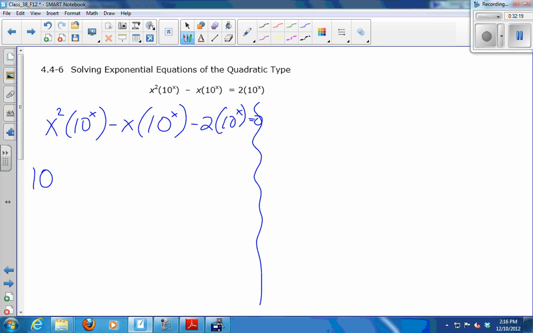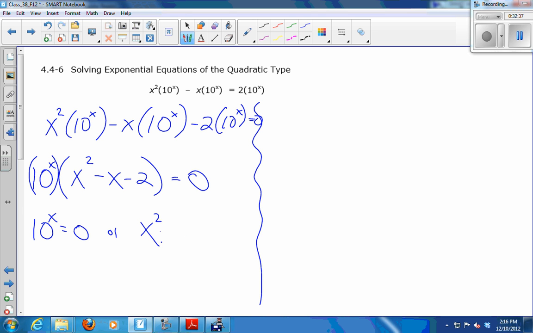I can factor it out. It's like a reverse distribute. And I just get x squared minus x minus 2. And now I have a product. Multiplying two things together, the answer is 0. So either 10 to the x is 0, or x squared minus x minus 2 is 0. 10 to the x equals 0. Never, right? It's got the same shaped graph as e to the x. It will never be 0.